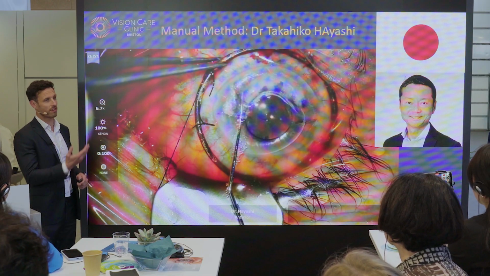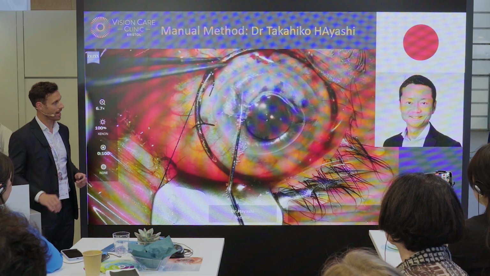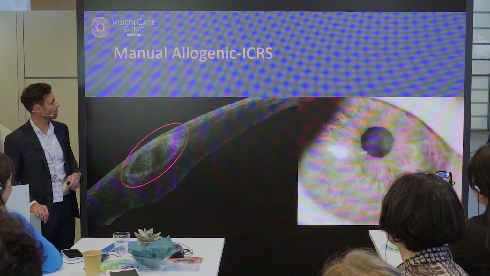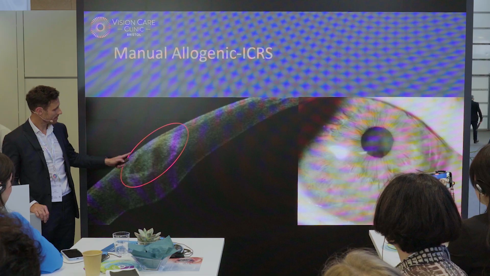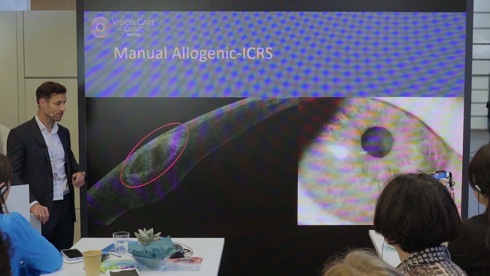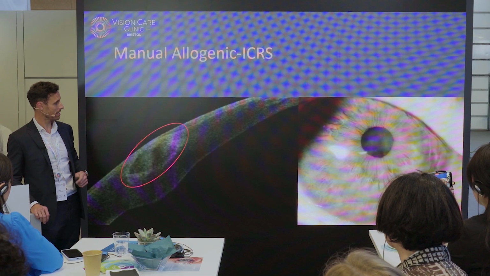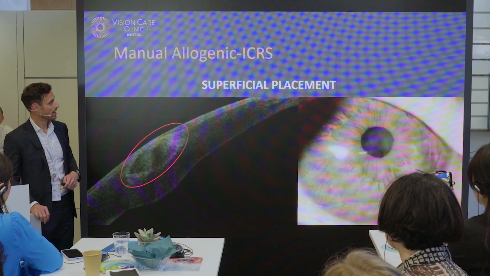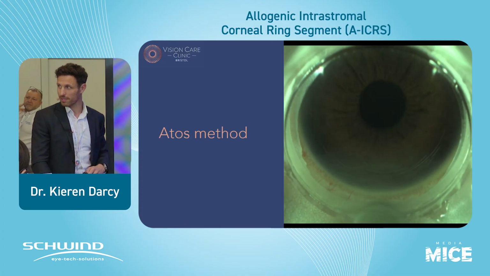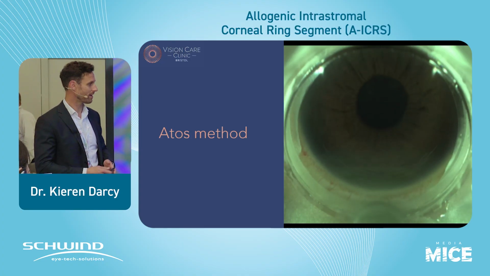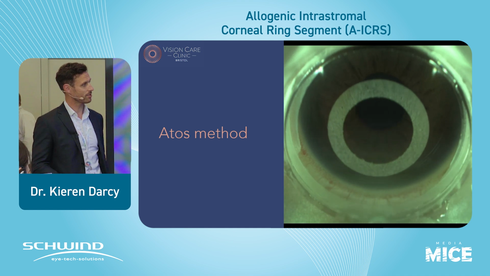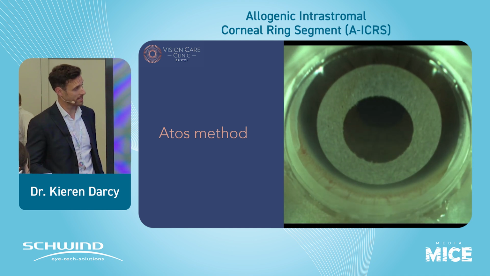And so actually these all work very well in experienced hands, but if we haven't got experienced hands, then there are easier ways to do it. This is a great example of a superficial placement. It actually biointegrates and does well, but thankfully SCHWIND came to help us. With the ATOS now, we've got rings available on the ATOS. You can see ATOS rings being made on ours, and that was the first one we did actually.